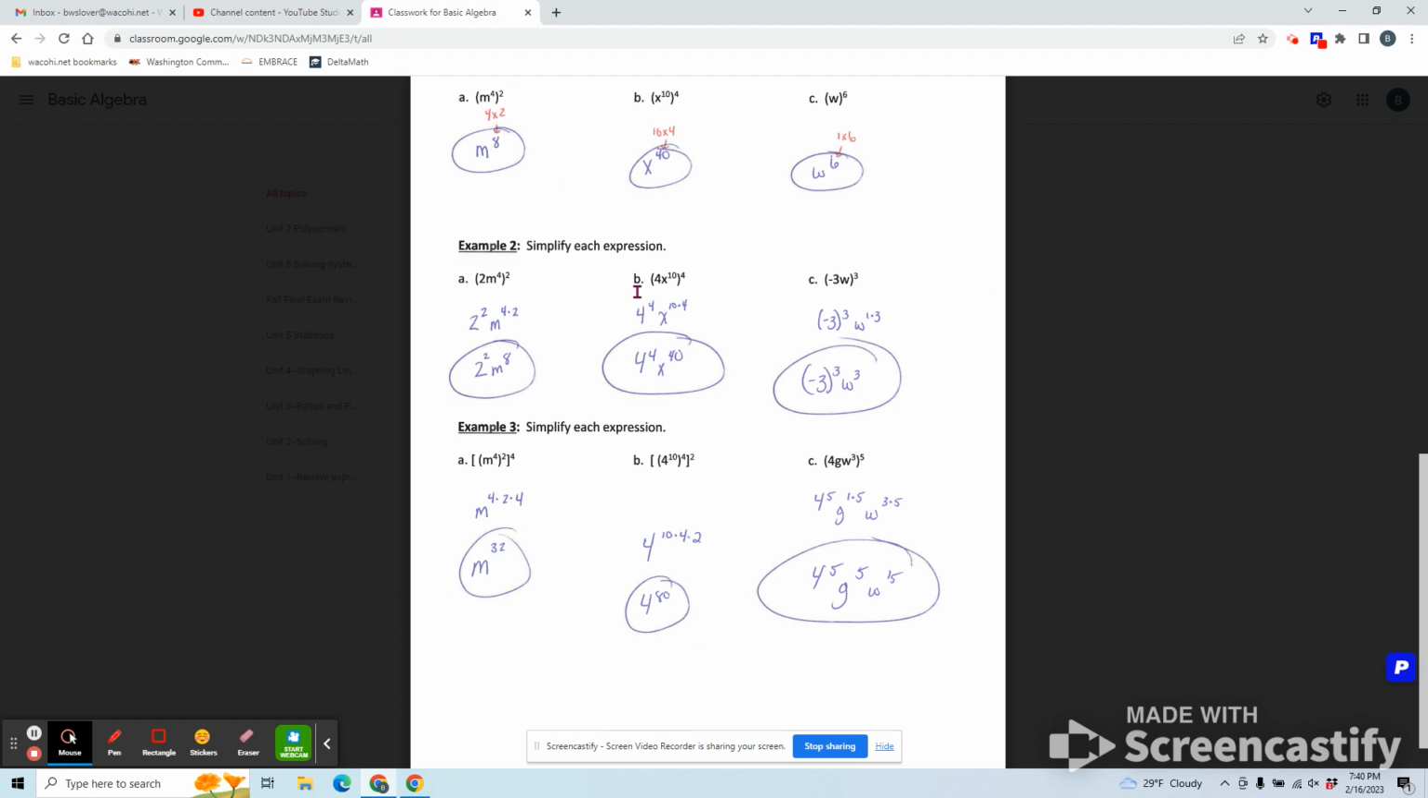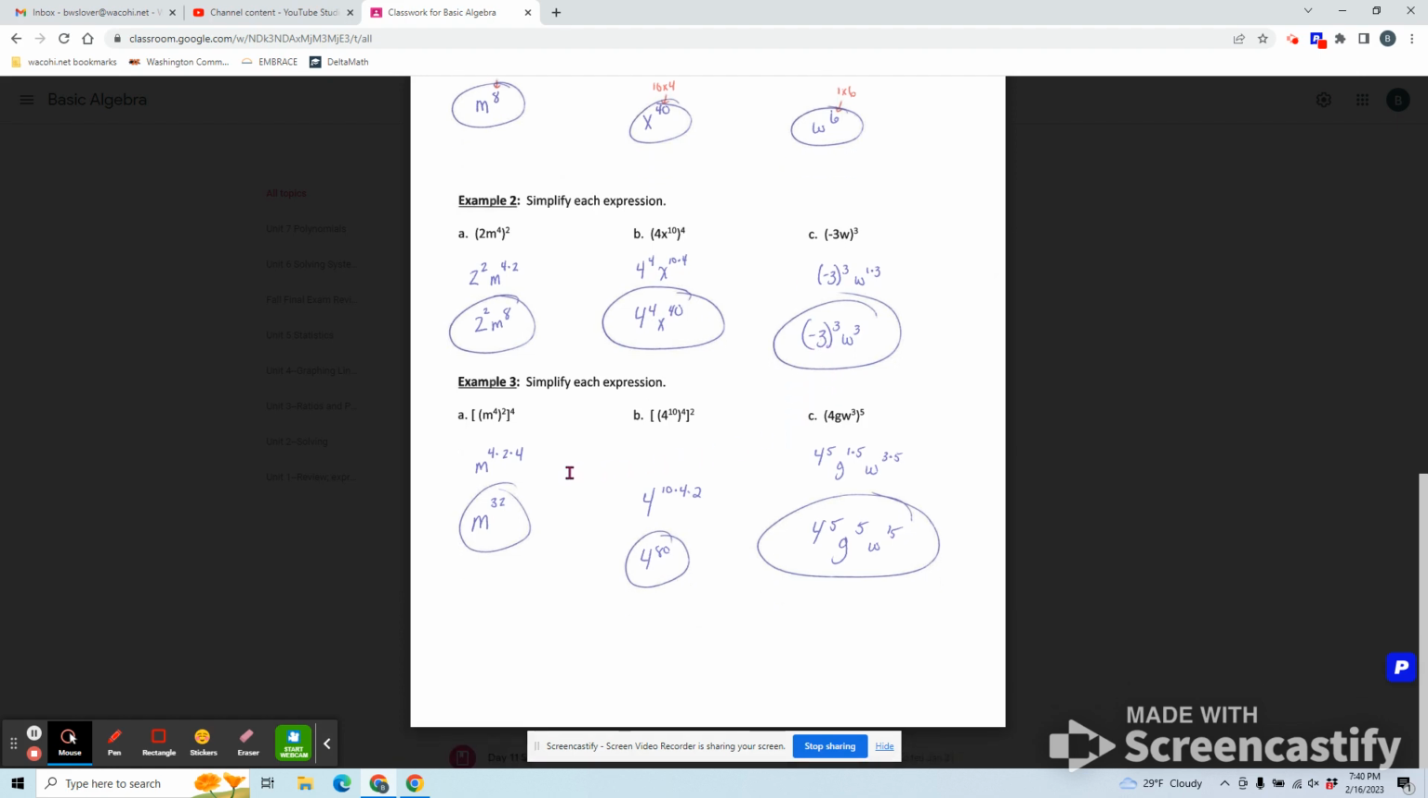Letter B, same idea. Lots of students see the 10 times 4 and get x to the 40. But don't forget about that coefficient. That coefficient of 4 has an exponent of 1. So 4 to the first power raised to the fourth power. Multiply your exponents, 1 times 4, you get 4. So 4 to the fourth. And then likewise for letter C, same concept.